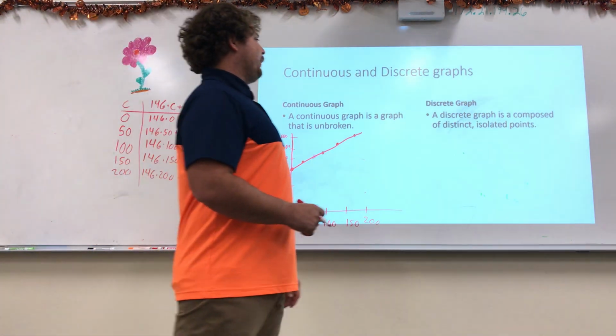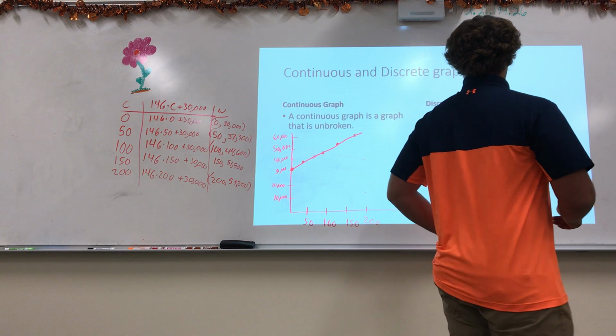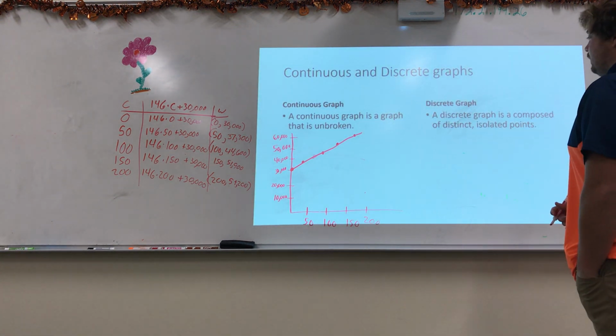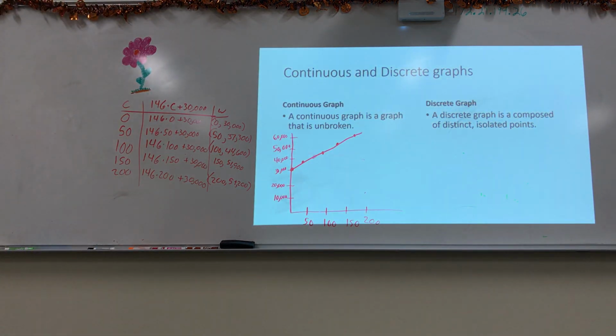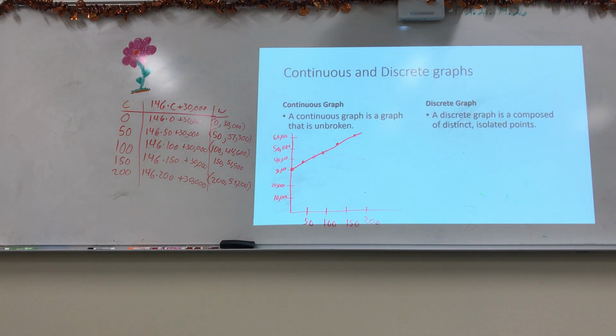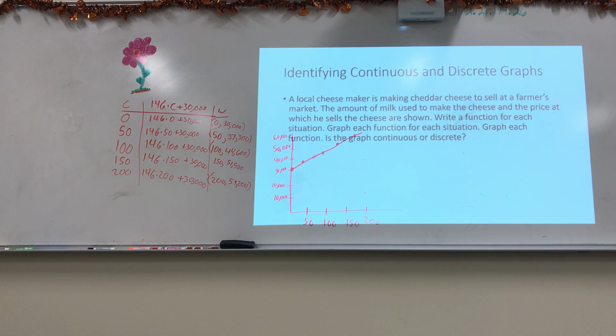A discrete graph is composed of distinct isolated points. They're off by themselves. I don't know why I don't have pictures of those. Maybe tomorrow during the lesson I will. Okay, it's in your book though. If you need some pictures of them, they are in the book.